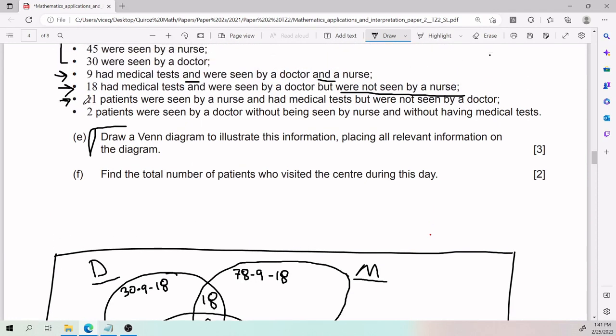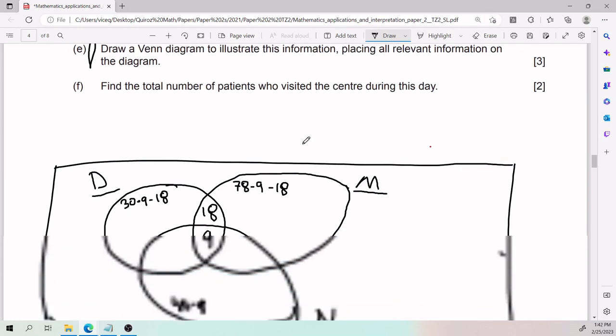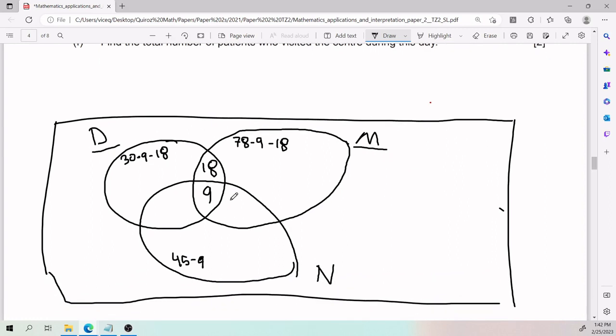For this 11, we have that 11 patients were seen by a nurse and had medical tests, but were not seen by a doctor. So not seen by doctor, but had medical and nurse, it's going to be this guy here. We said that it was 11, so we put 11 here. And again, we subtract 11 from both. Why do we subtract 11 from both? Because that 45 and that 78 is only nurse and only medical check, respectively.